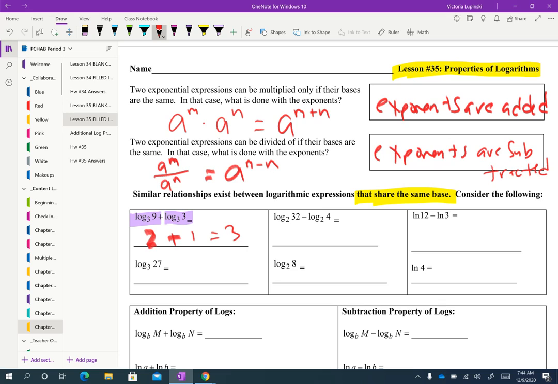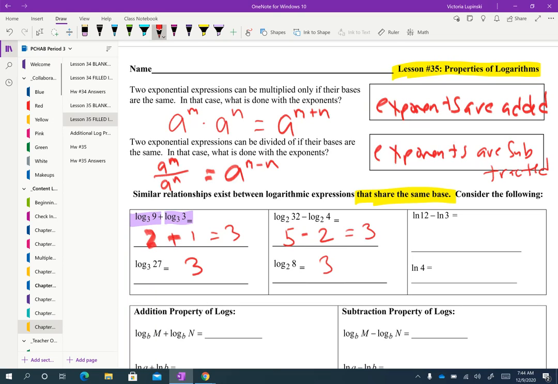Compare that to underneath, log base 3 of 27. 3 to the what is 27? That would also be 3. Consider the box in the middle. Log base 2 of 32, 2 to the what power equals 32? That would be 5. Minus 2 to the what is 4? That would be 2. 5 minus 2 is equal to 3. Log base 2 of 8, 2 to the what is equal to 8? That would be 3.